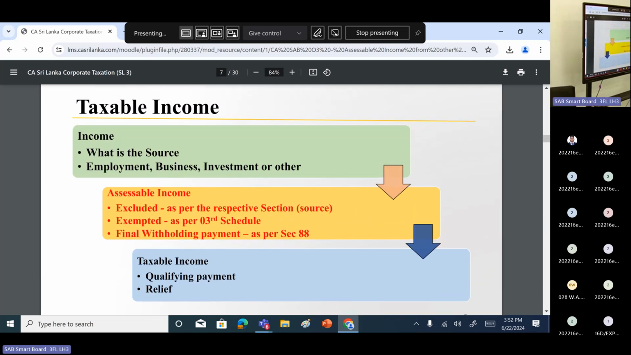So if there is income, we have to check what the source is: employment, business, investment, or other. Accordingly, we can work out the assessable income. Then we remove the excluded things as per the respective section, we remove the exempt amount, and we remove the final withholding payment, and then we get the taxable income. From that taxable income we can deduct qualifying payment and relief.